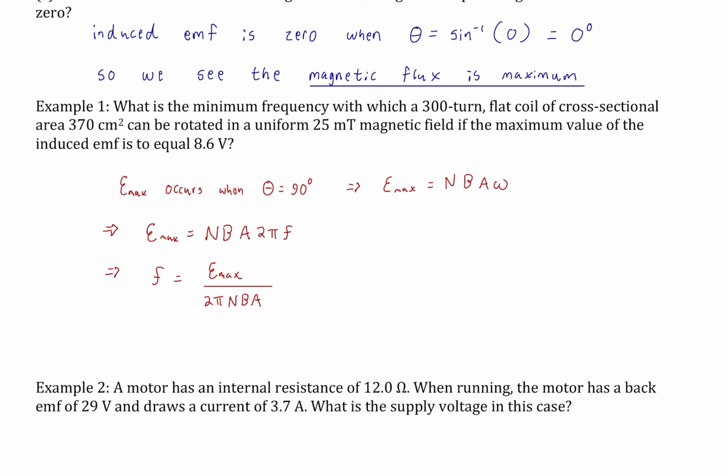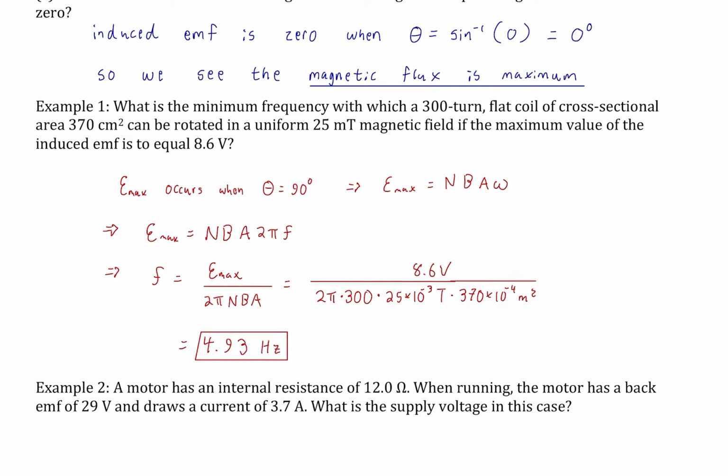Okay, but now it's simply a matter of solving for that frequency. So we plug in all of our known values because we know the output of the induced EMF, 8.6 volts. We know that there's 300 turns. We know the strength of the magnetic field, and we know the enclosed area, which I've converted to square meters as is necessary. And there we go, 4.93 hertz. So not terribly fast. So it needs to be rotating at about 5 times per second. So 5 complete rotations per second in order to get this much induced EMF for this particular strength field and that size loop with that many turns.